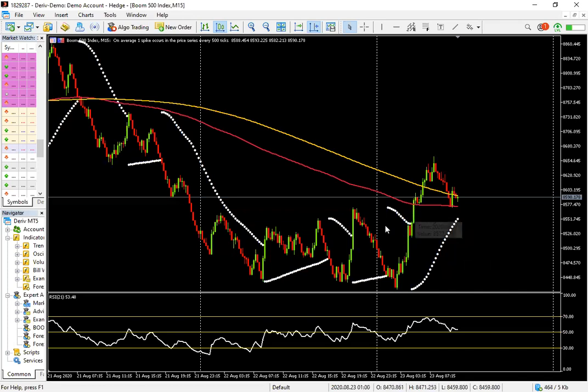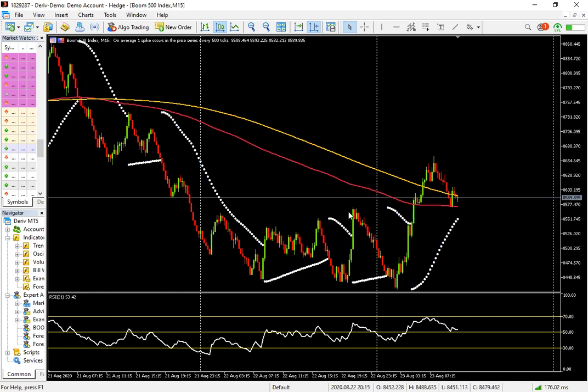Then I use the parabolic for entries. This is my main parabolic. Then I have these two moving averages, which I also use for my analysis. So this is what the market is about to do.